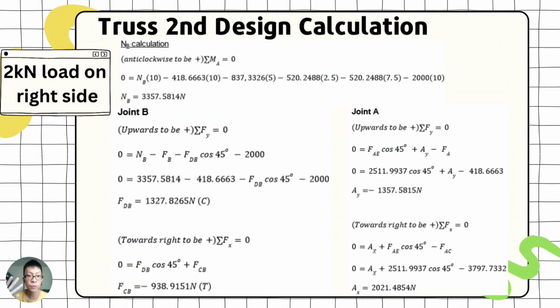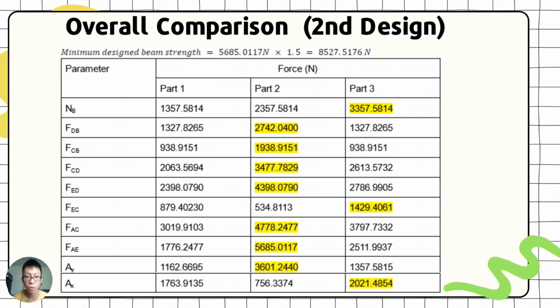And the same thing happens for the right side, 2 kilonewton on the right side. For this one, we need to adjust the MB by inserting 2000 times 10 instead of 2000 times 5. And for joint B, we need to include the negative 2000. But for joint C, we need to remove it. And for joint A, we also remove the negative 2000. And then we get AY to be negative again, and AX to be positive, the same as in all three conditions.